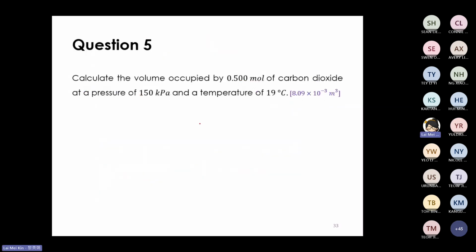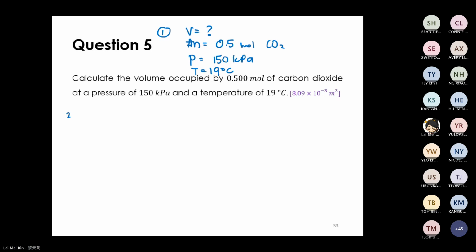Okay, let's try to calculate this one. Remember the methods. Any questions regarding gas law? The first thing, I list down the information that I have. I want to calculate volume. I have number of mole, 0.5 mole carbon dioxide, pressure 150 kilopascal, temperature 19 degrees Celsius.